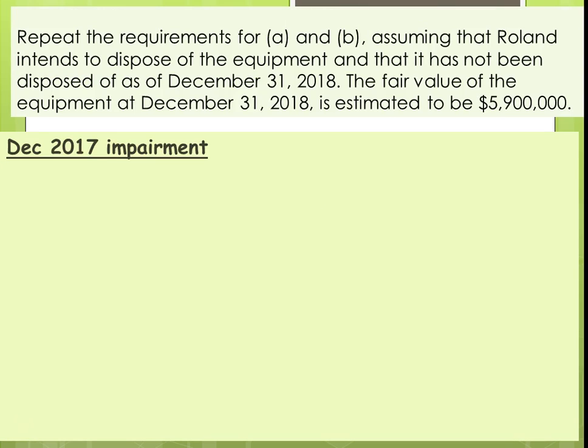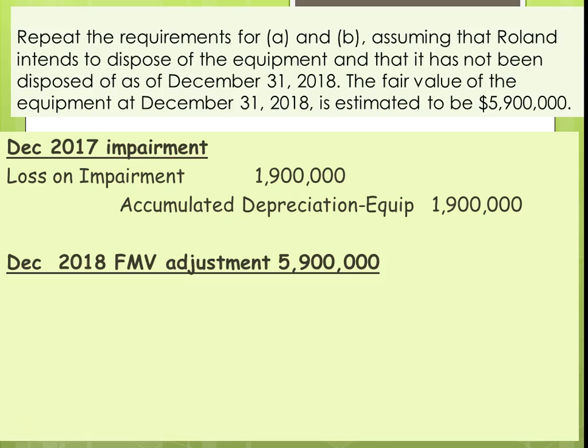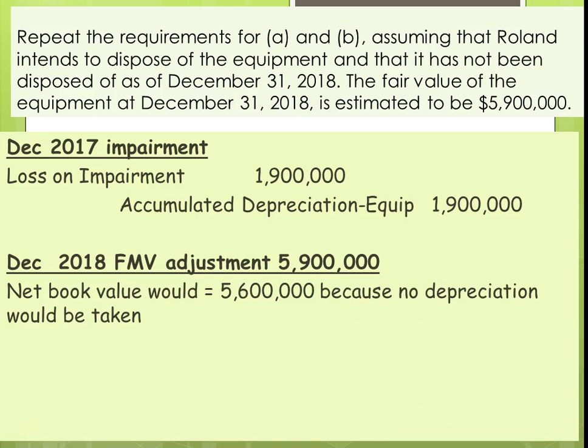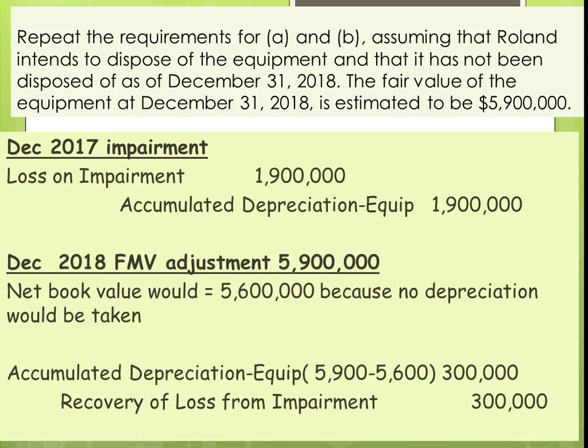Now, what happens if we have the impairment, but at the end of 2018, we decided in 2017 that we are not going to use it, and we're just going to sell it as soon as we can. Because we haven't used it, we can write it up, and this would be our journal entry. And that ends this section.